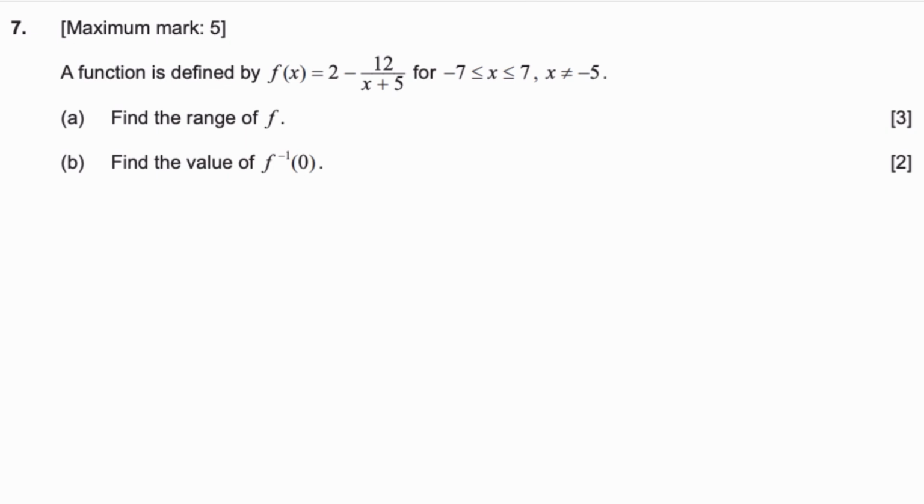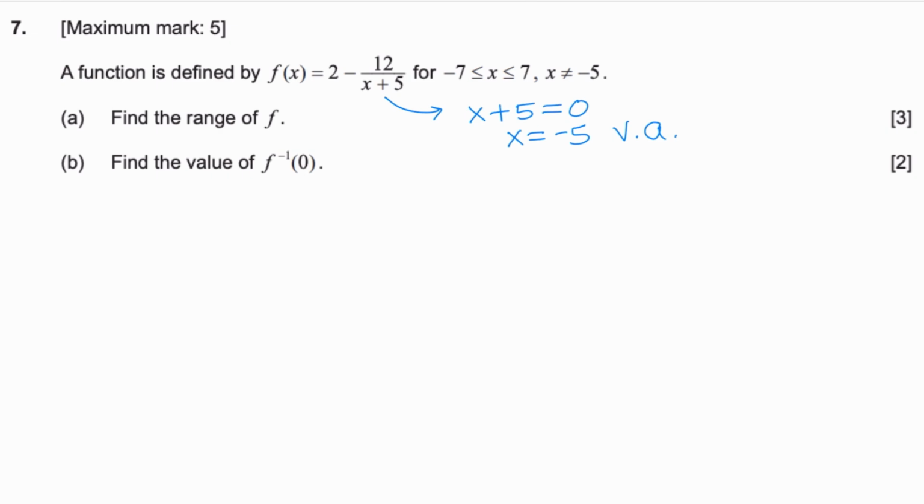Question number 7, a function is defined by f of x equals 2 minus 12 over x plus 5. Find the range of f. One of the things that you need to realize is that this problem is going to have an asymptote. When you have a denominator that can be set equal to 0, then you know that you are going to have an asymptote wherever the denominator is equal to 0. So in this case, x equals negative 5 is my vertical asymptote.